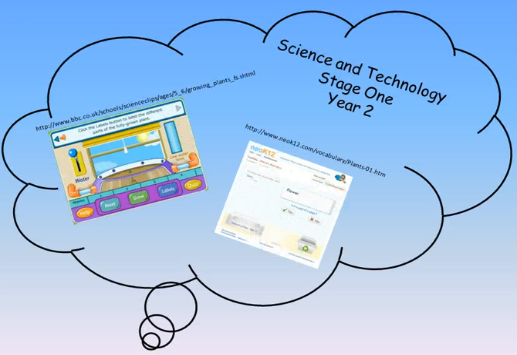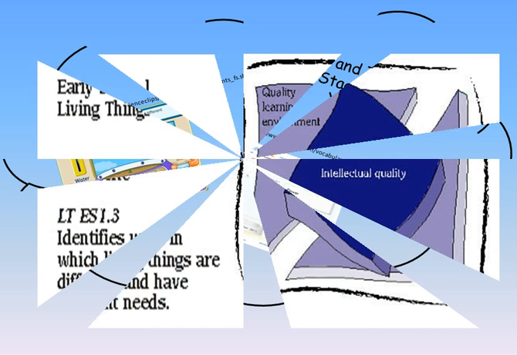Today in this presentation we are comparing two digital artifacts. They are interactive activities that can be considered for use within the Growing Up unit of work. One of the content focuses within this unit of work is Living Things. It is a Stage 1 unit of work within the New South Wales Science and Technology syllabus.